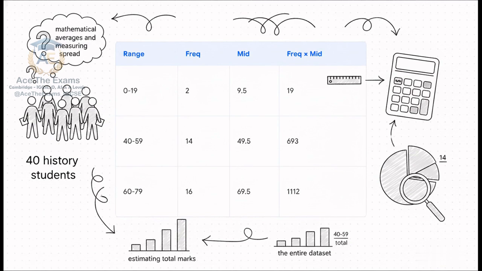Let's see this in action. Say we've got 40 history students. We set up our table, but this time we use our new mid-interval values. By multiplying the frequency of students in a group by that mid-interval value, we can estimate the total marks. Got 14 students in the 40 to 59 range? Just multiply 14 by the mid-interval of 49.5, and you estimate 693 marks. We do this for the entire dataset, estimating total marks even though we don't know a single student's exact score.